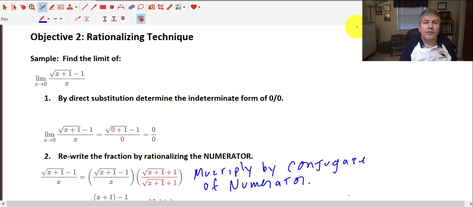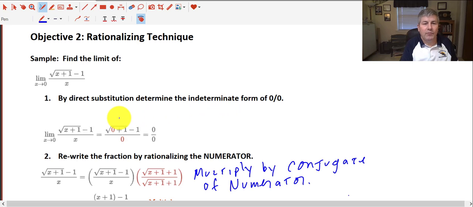Welcome back. Let's explore the rationalizing technique of evaluating limits. Let's take a look at this sample. We want to find the limit as x approaches 0 of the square root of x plus 1 minus 1 all over x. First, we have to begin by direct substitution to determine that the indeterminate form becomes 0 over 0.